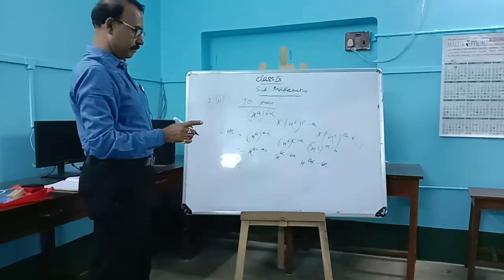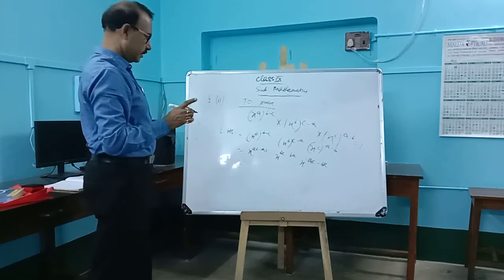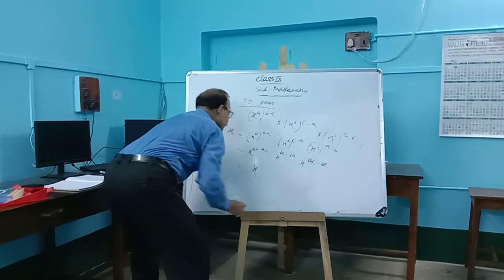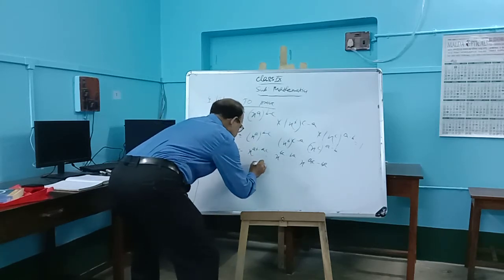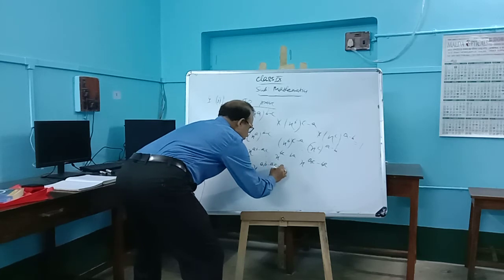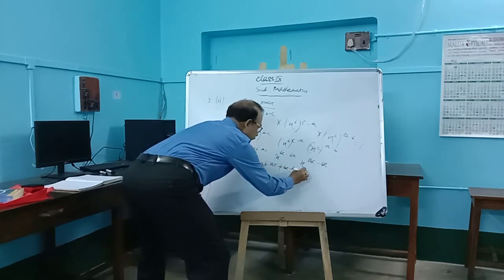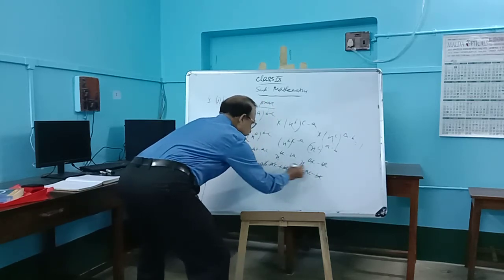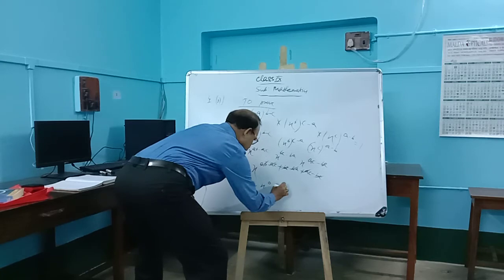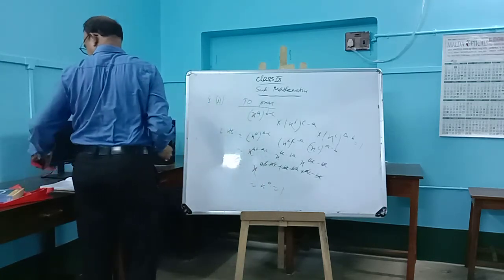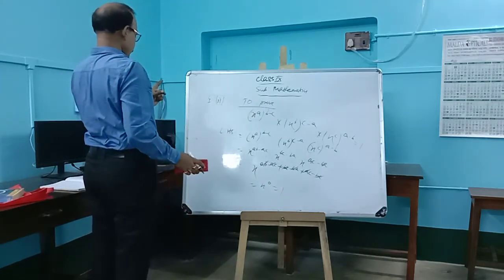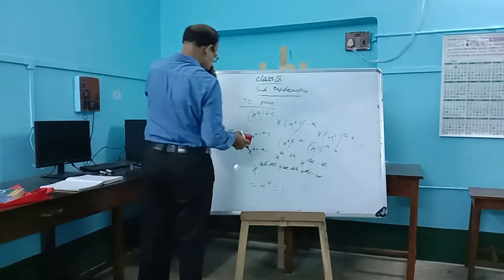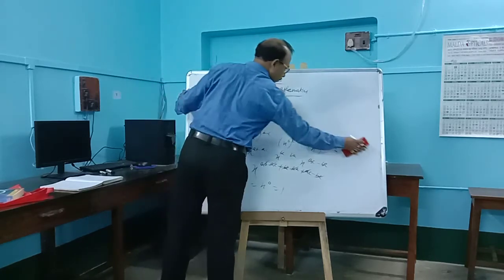Now the base is the same, all the base x, so the powers will be added: ab minus ac plus bc minus ba plus ac minus bc. Bc cancels, ba cancels, ac cancels. X to the 0 equal to 1. Simple, this type of sum is very simple.